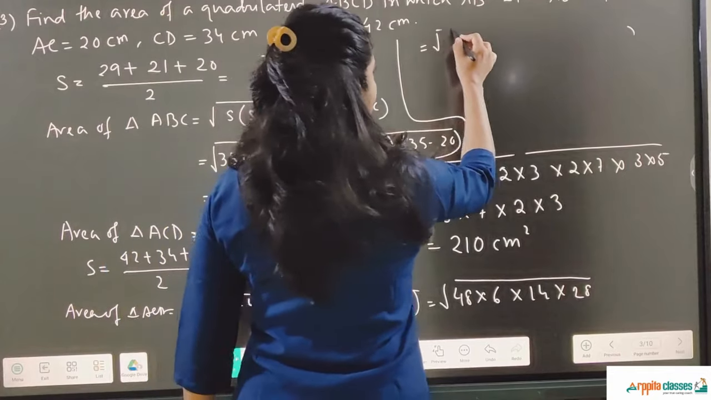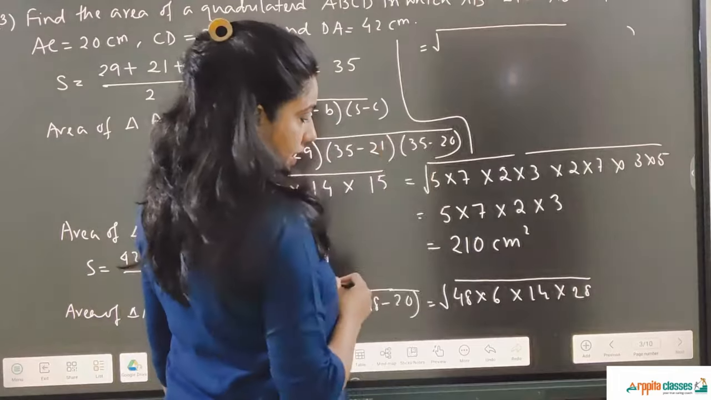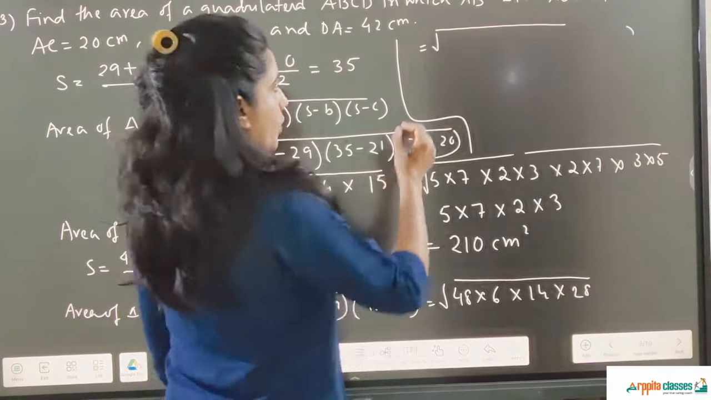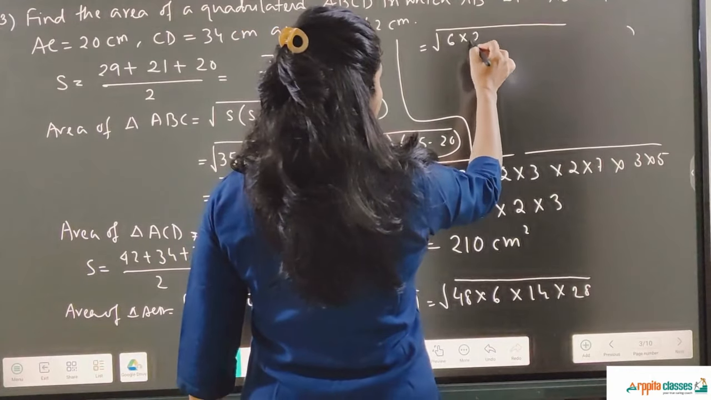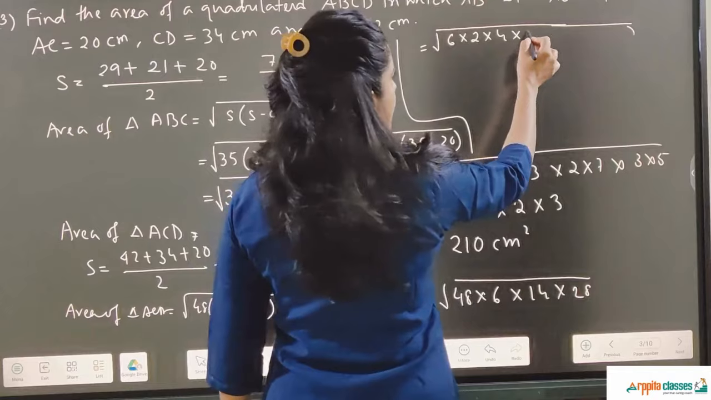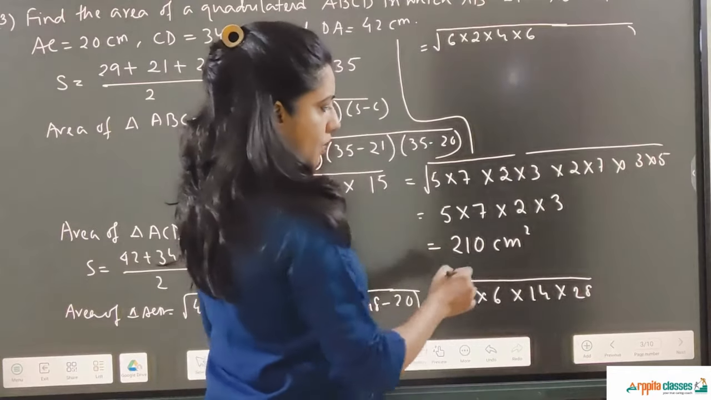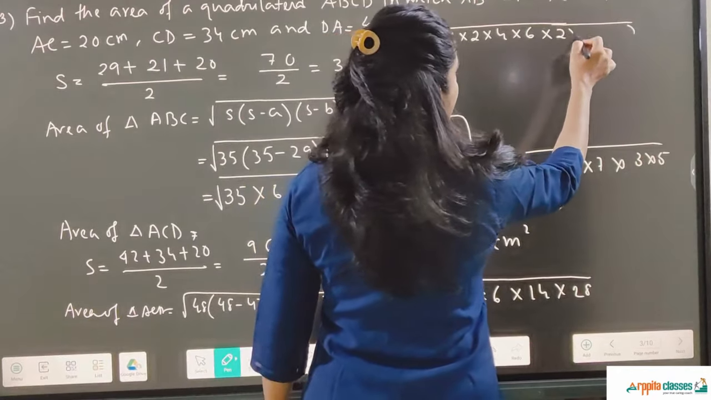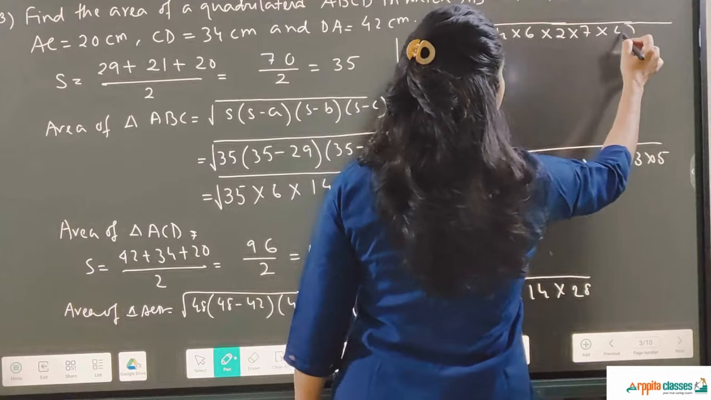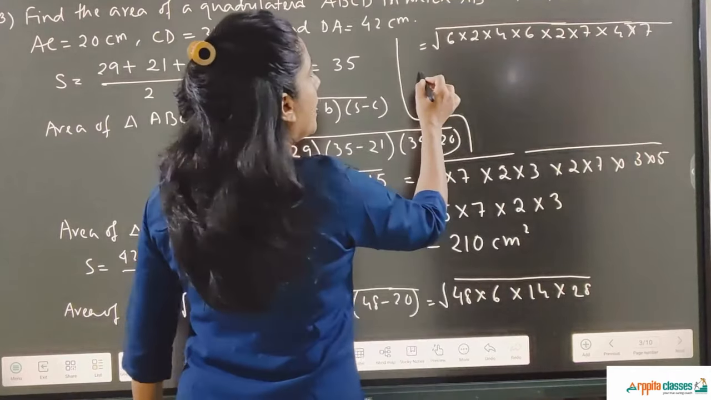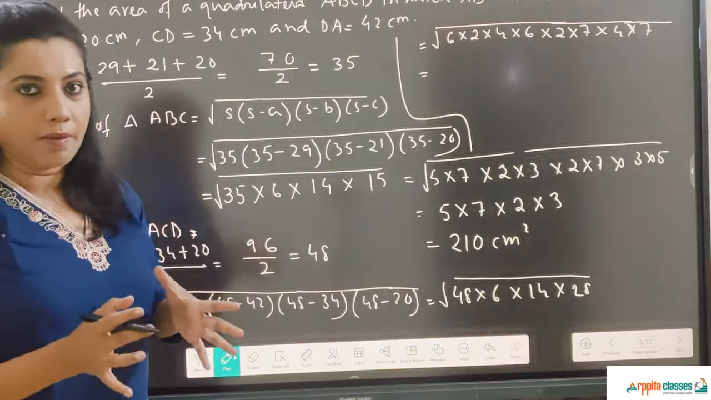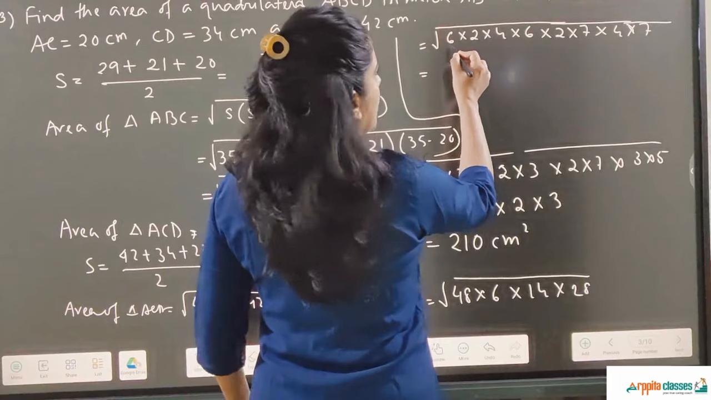So it's coming 48. 48 means I can write it as 12 into 4, or 6 into 2 into 4. Now this is 6. I'm keeping it as it is because there will be 2 sixes now. 14 I'm writing as 2 into 7 and 28 is 4 into 7. So see, I did not write the prime factors of everything because I'm just trying to pair them up. You can also write the prime factors.